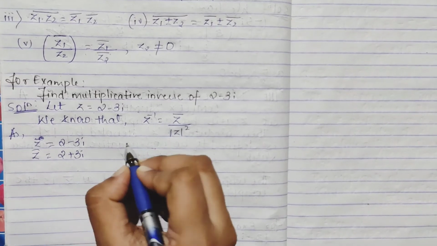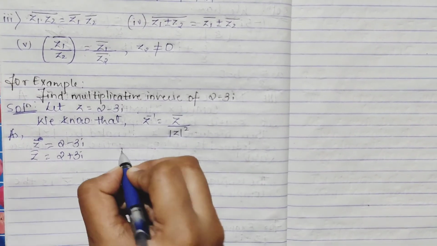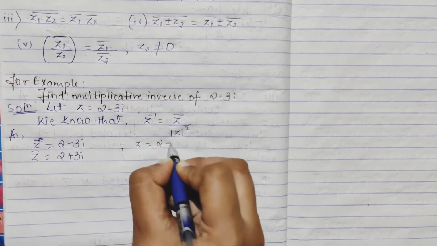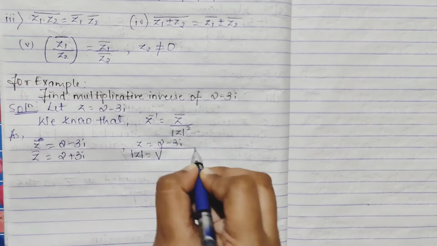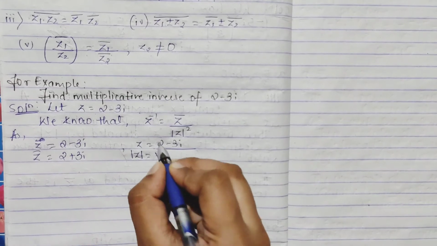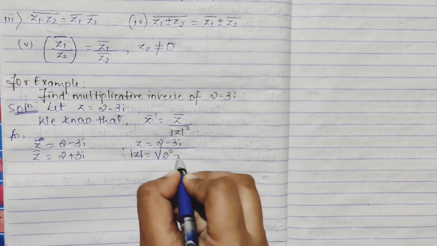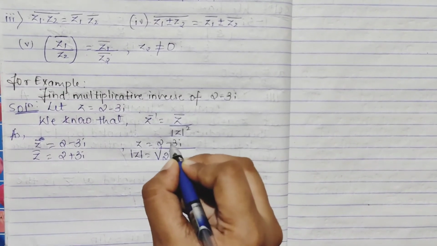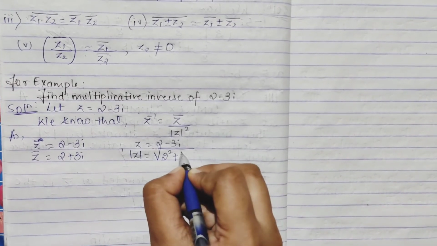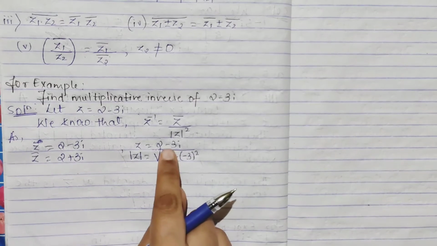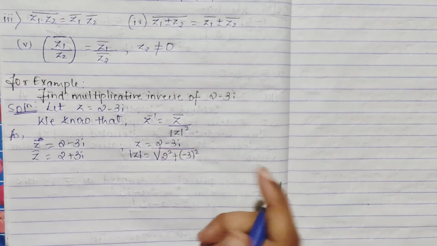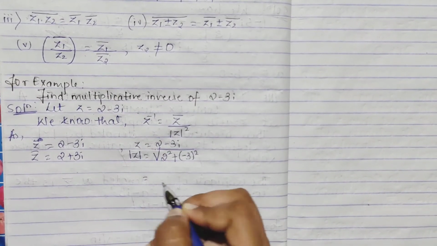In the same way, now we have to find the modulus. Z is equal to 2 minus 3i. Modulus of z, how do we find it? Root of a square plus b square. Here a is 2, so 2 square plus b square, right? B is minus 3. Right? It is minus 3, so minus 3 whole square. See, you should be very careful. It is minus 3.